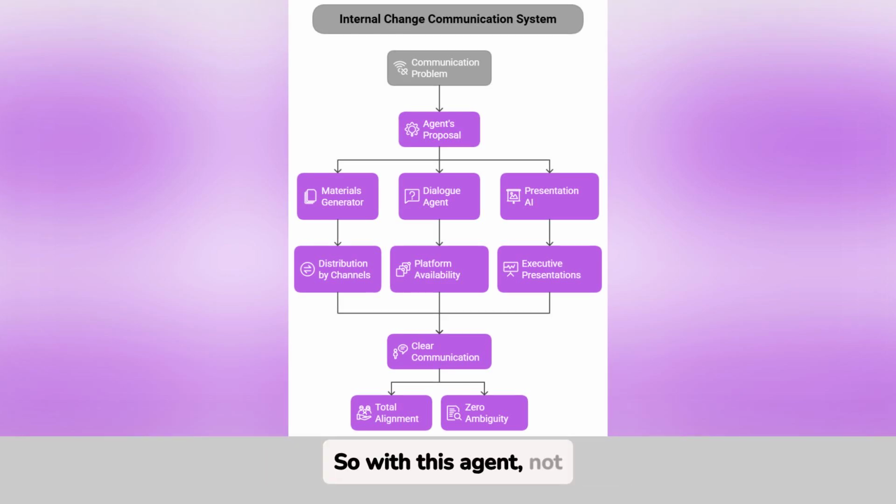So with this agent, not only does the entire team know, but they understand it well, apply it equally, and I can communicate it upstream without effort or wasted time. Exactly. Clear communication, complete alignment, and zero ambiguity. Because having a good plan is useless if no one understands it, interprets it differently, or applies it differently. This agent ensures that everyone is on the same page with the company's real data.